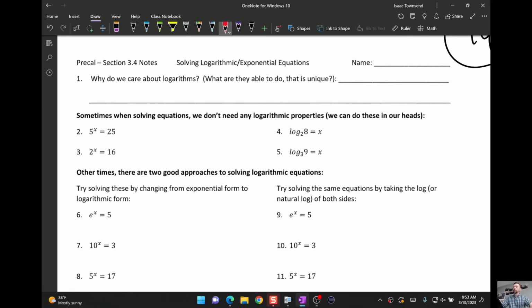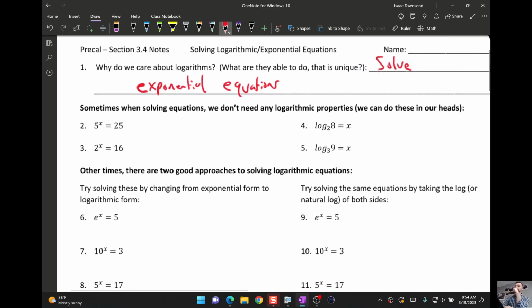So question one, what makes logarithms unique? What makes them special? Well, what they can do that other algebra cannot do is solve exponential equations. So if you have a variable stuck in the exponent that you're trying to solve for, no matter how creative you are, your other algebra skills are not going to be quite enough. You need logarithms for that.